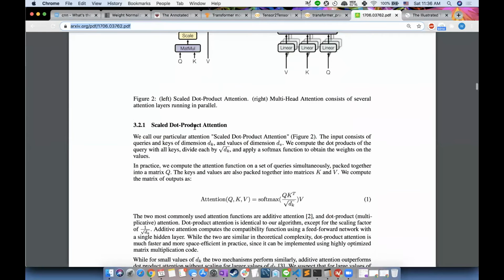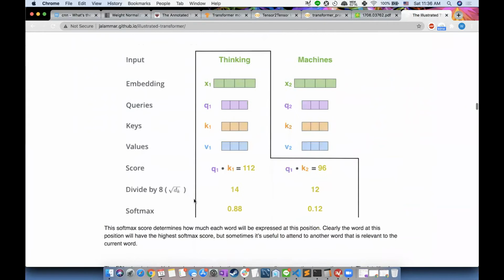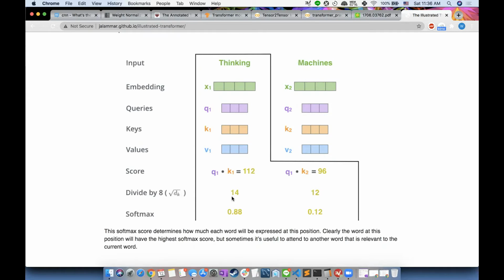this term, scaled dot product attention. And this is the dot product of Q and K, right? We just did that. And this is the scaling factor. We're scaling this by the square root of the key vector's dimension. So we are dividing by 8, in this case, which is the square root of 64. So 112 divided by 8 is 14, and 96 divided by 8 is 12.